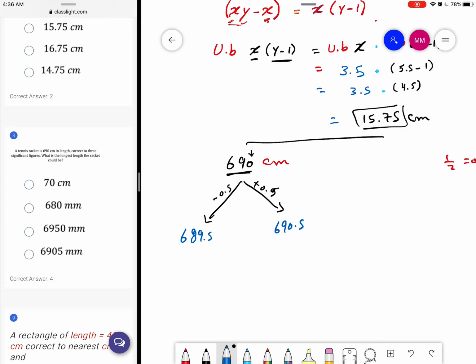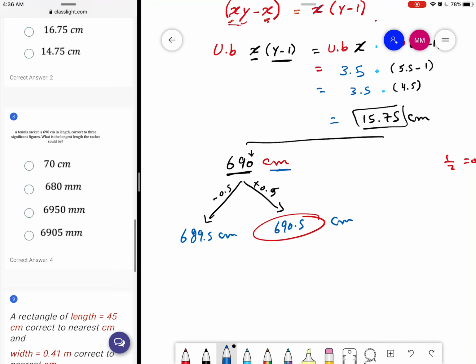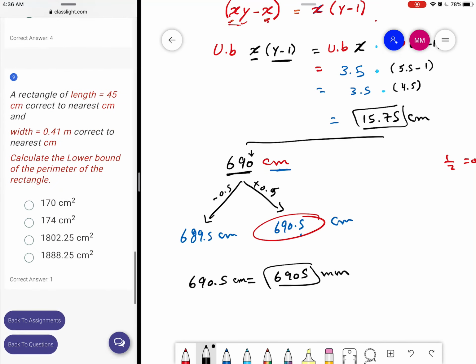He said, what is the longest length? Longest means upper, so it will be this. The unit was centimeter, the same as the first one. Okay, but he said here I have centimeter, I don't have this number in centimeter, the rest is millimeter. To convert this 690.5 into millimeter, you will multiply by 10, so it will be 6905 millimeter. Okay, so it's this one.